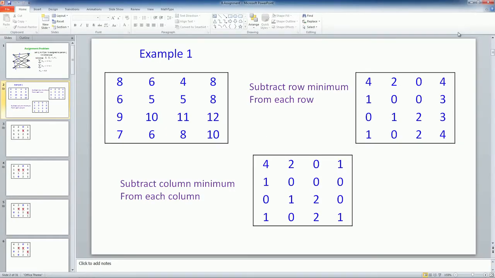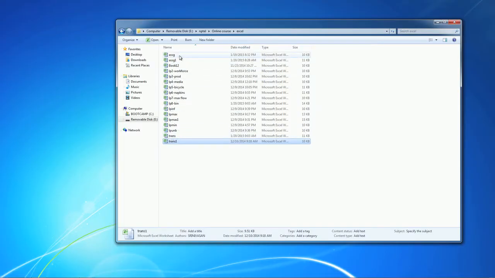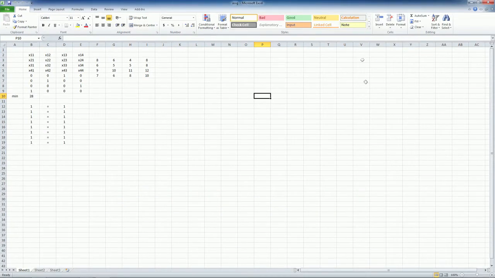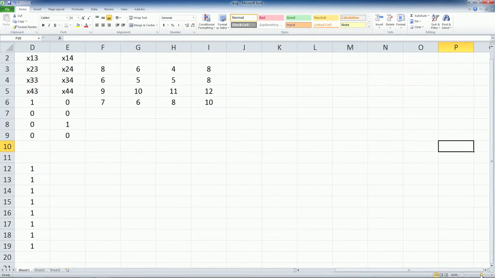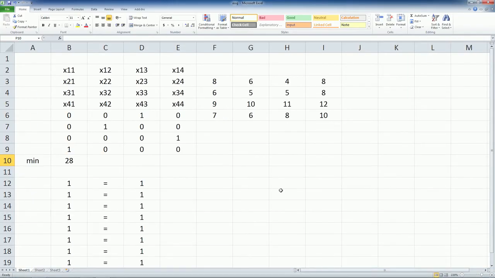Now we will show this formulation using the solver. So this is the solution. So it is a 4 by 4 assignment problem. So the 16 variables are x11, x12, x13, x14, x21 up to x44. The objective function coefficients are shown here: 8, 6, 4, 8, 6, 5, 5, 8 and so on. Now the value for an arbitrary solution is shown here.